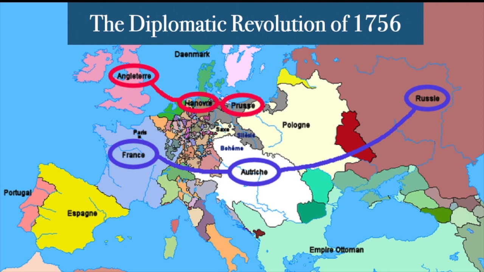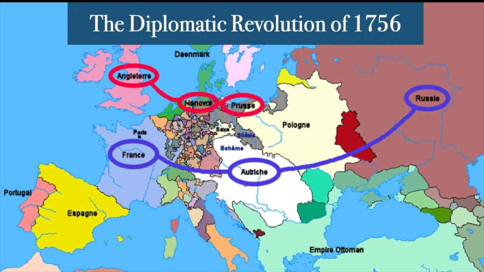Okay, so what you're looking at on the screen here is how Maria Theresa decides to fight Prussia. She initiates vengeance through diplomacy. And this is the diplomatic revolution of 1756. After the War of Austrian Succession, everybody's a little nervous about Prussia, and Maria Theresa decides to use that nervousness to her advantage. So she sends diplomats out to Versailles in France, and she sends diplomats to St. Petersburg in Russia to create a military alliance against Prussia.